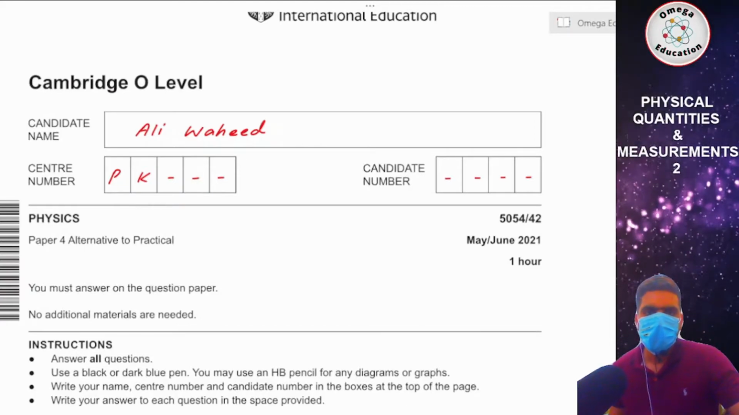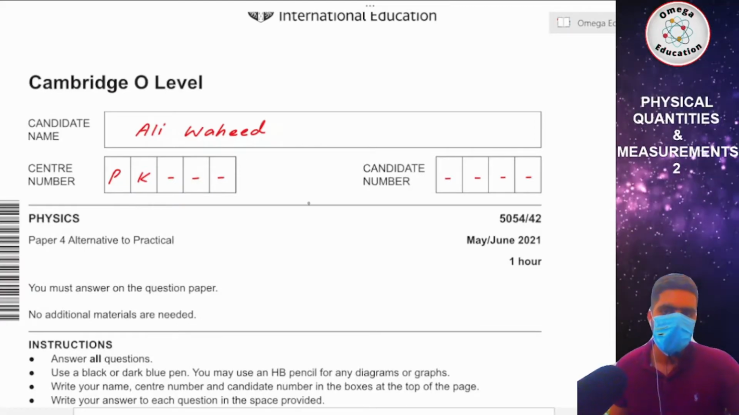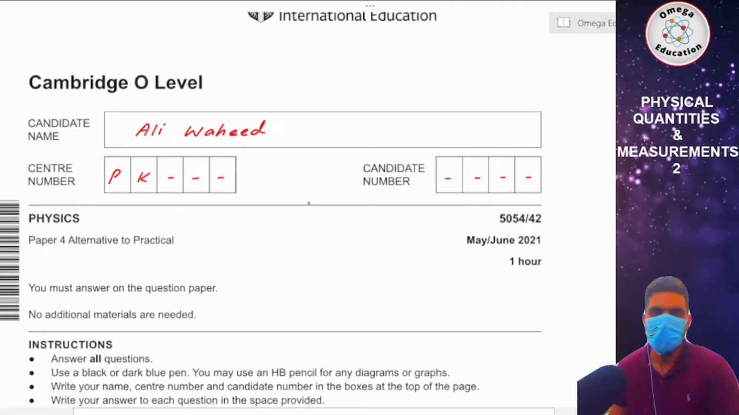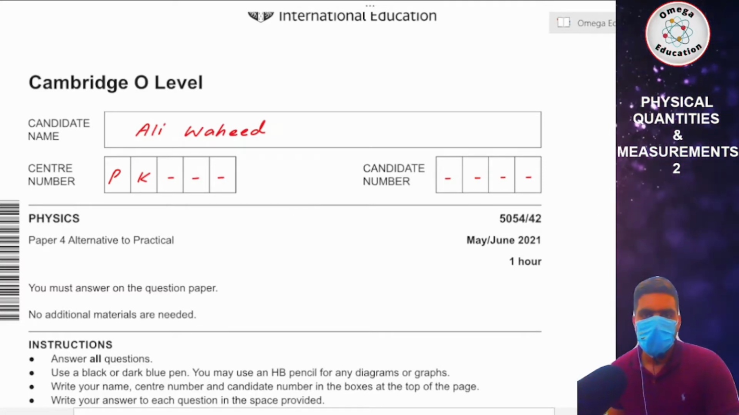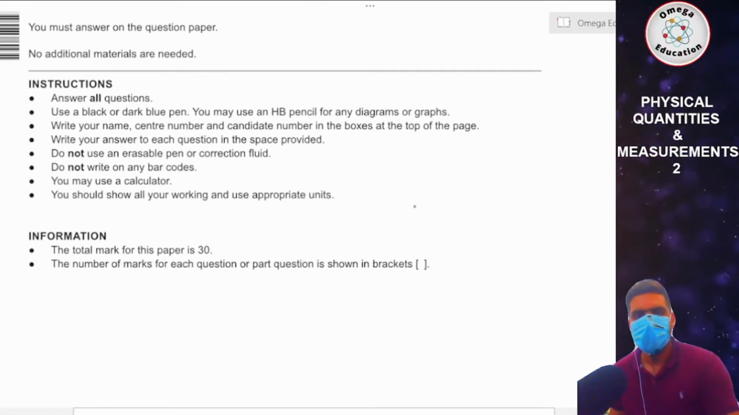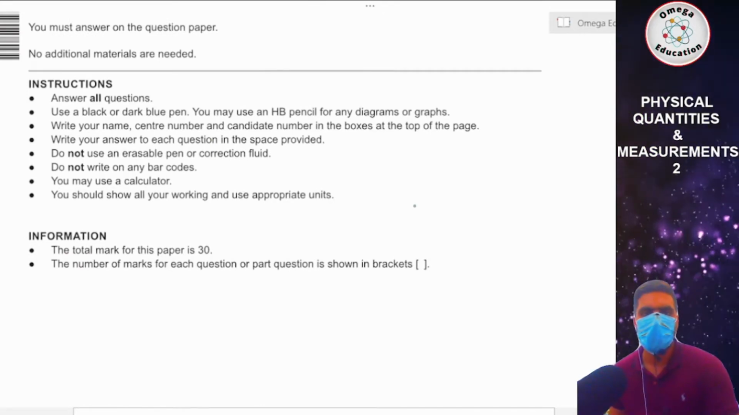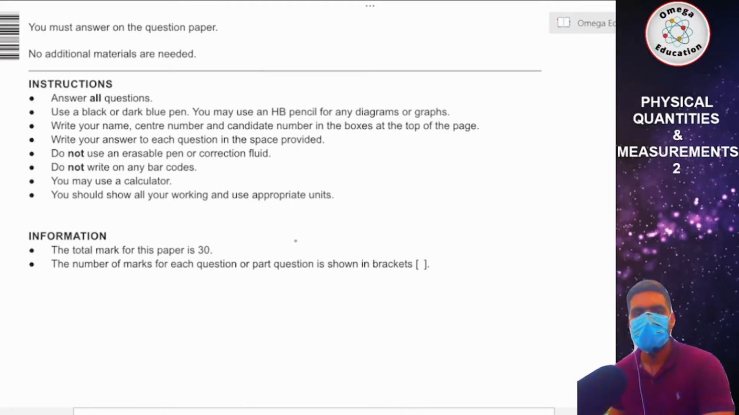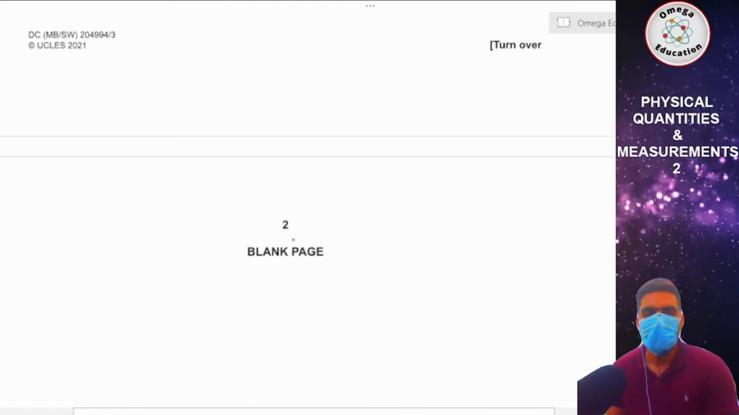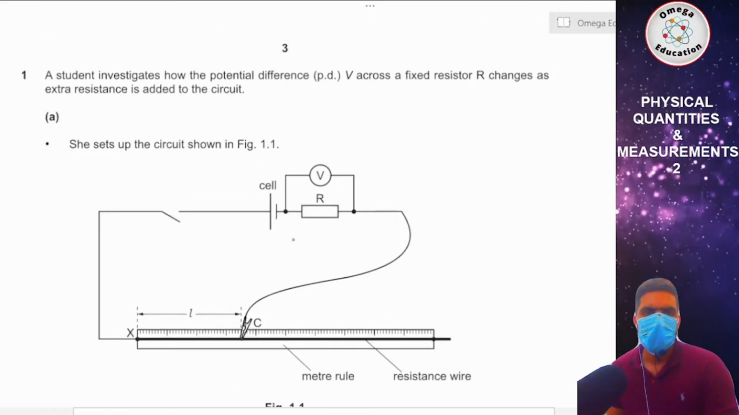So we are starting with May-June 2021 paper 42. This paper is of 30 marks, but like I said, from 2023 onward, all the papers of ADP would be of 40 marks in the same time, 1 hour. Let's start off with the first one.